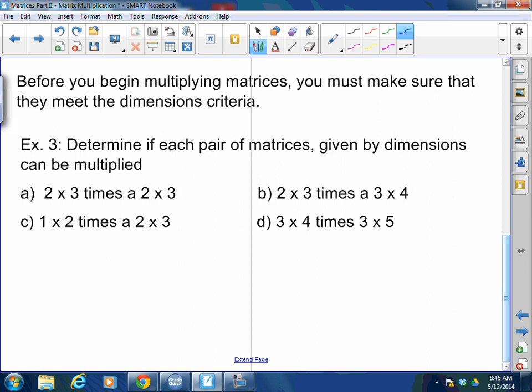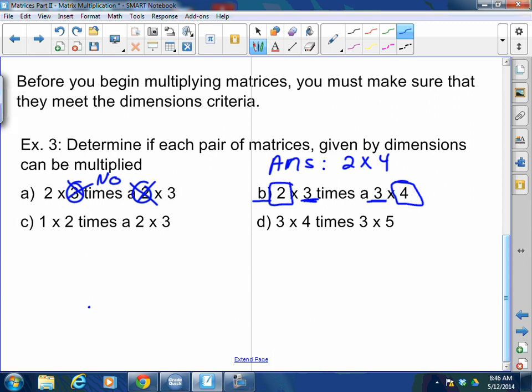Can a 2 by 3 be multiplied by a 2 by 3? No, because this guy and this guy are not equal, so no. How about B? 2 by 3 and a 3 by 4? Yes. The columns of the first are equal to the rows of the second. And my answer will be a 2 by 4. How do I know that? Because it's the leftovers.